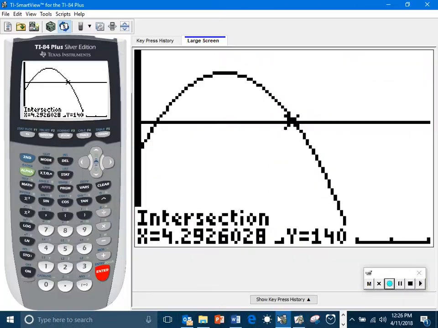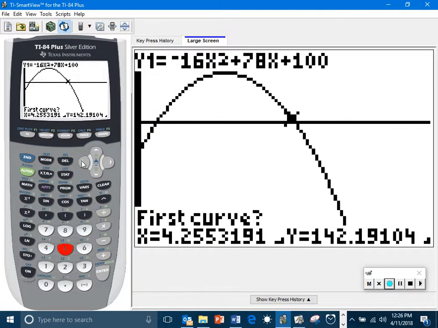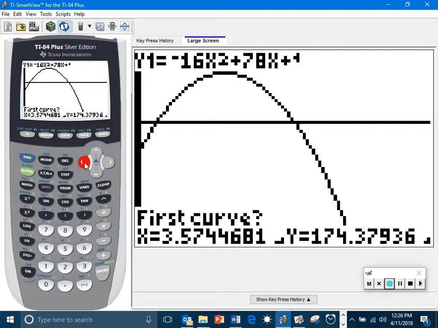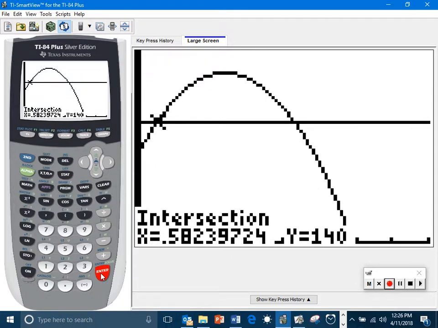Now there's another answer there. It's when the ball is going up. So I'm going to start over, second trace, number 5. But I'm going to need to use my arrow key and move closer to that intersection before I hit enter 3 times. Okay, that's good enough. I'm going to hit enter 3 times. So 0.58 seconds.